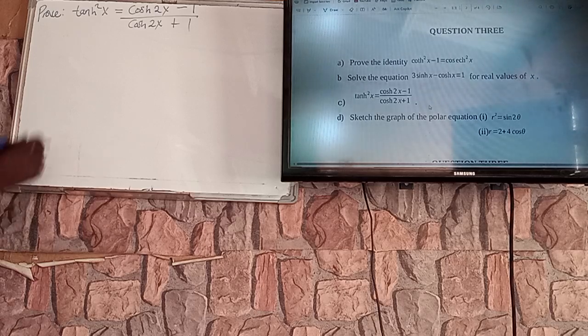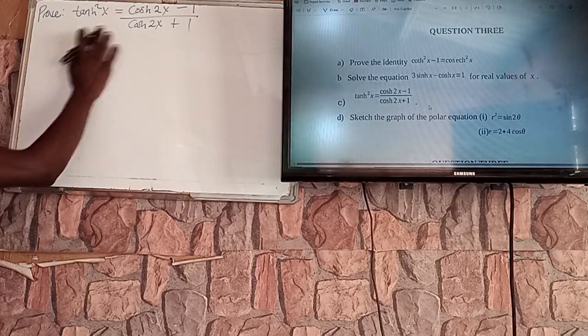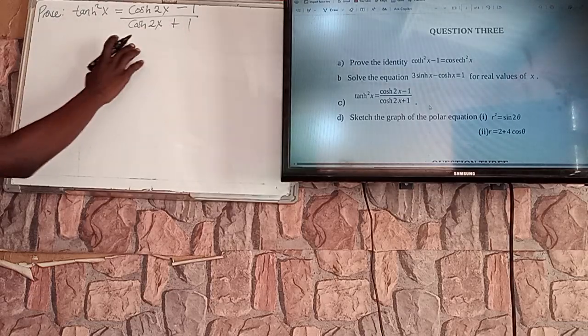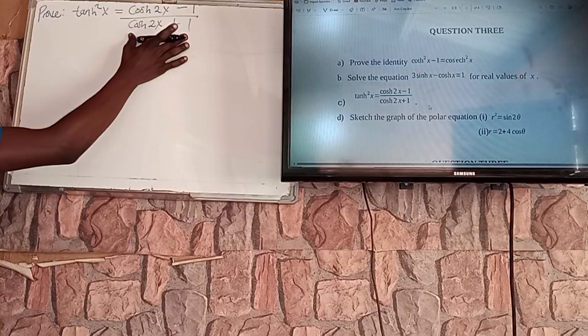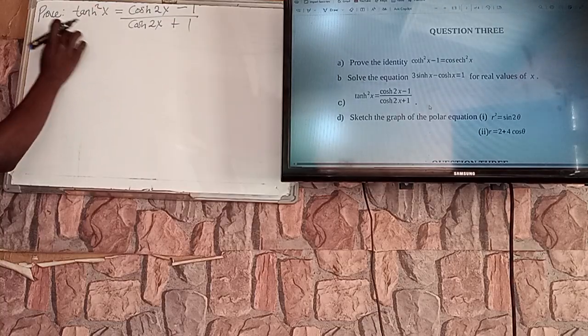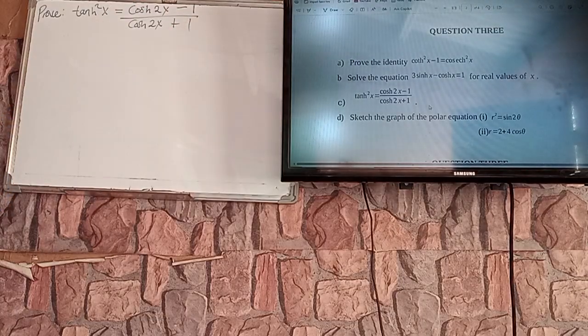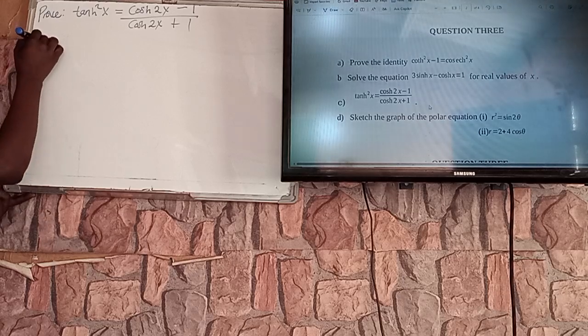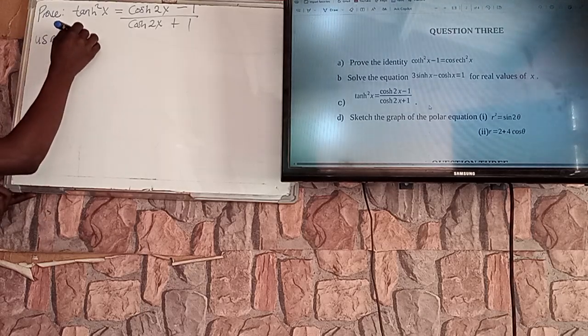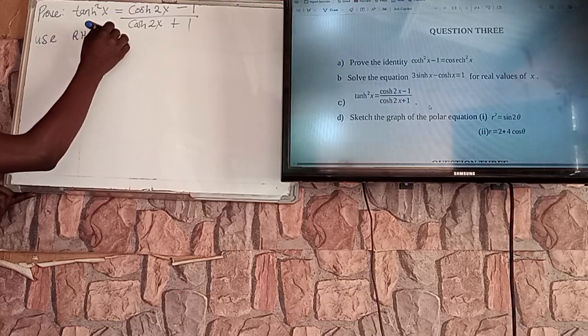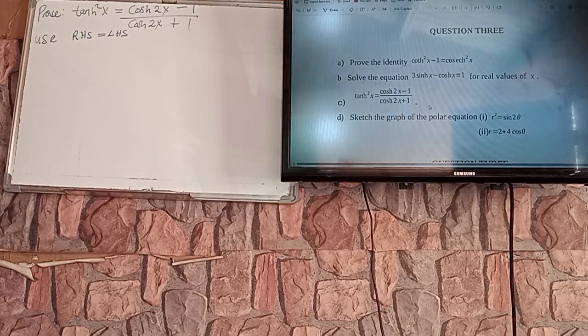We have to recognize that tanh by default is a quotient identity. It's made up from a quotient identity. I'm sure we all know that. When proving identities, we always start with the complicated part. This is a simple, singular part, so we always start with the complicated part which we have. So we are going to use the right hand side to show the left hand side, because the right hand side is the complicated part.